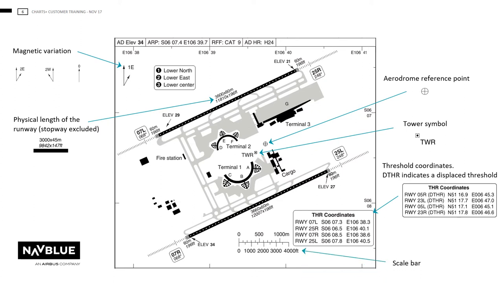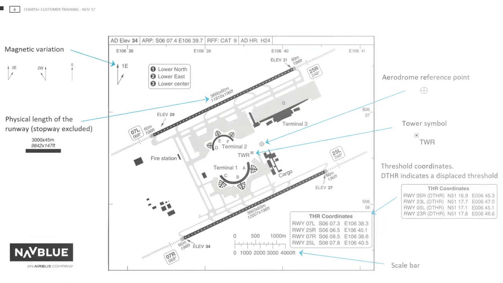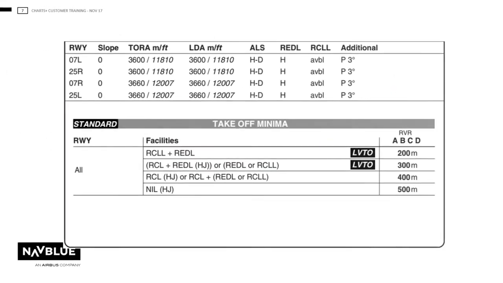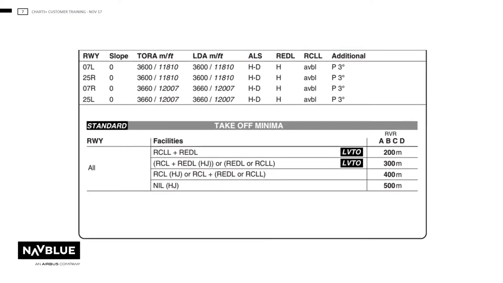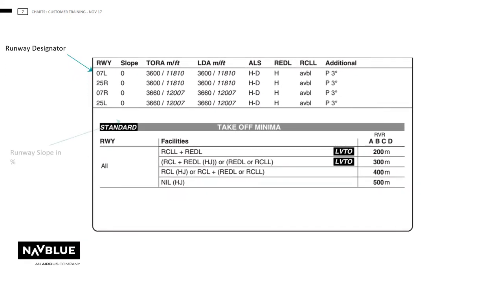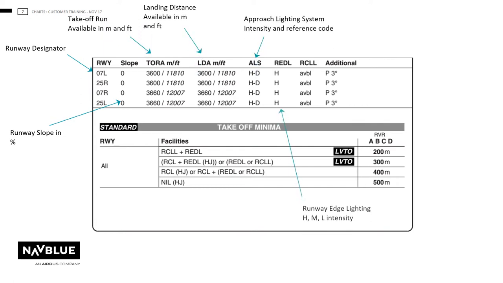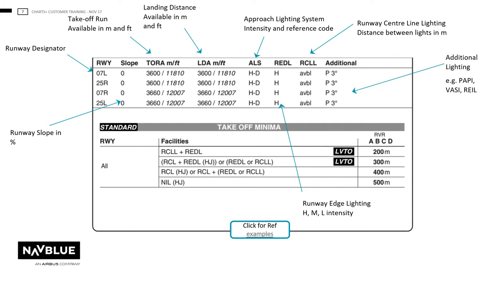Aerodrome charts are drawn to scale with a graticule and a scale bar showing meters and feet. Coastlines, lakes and rivers to be also shown. The runway and lighting table. Runway designators will be shown in pairs, starting with the lowest runway. The runway slope will have a plus or minus to distinguish between up or down runway slope. Plus for uphill and minus for downhill.